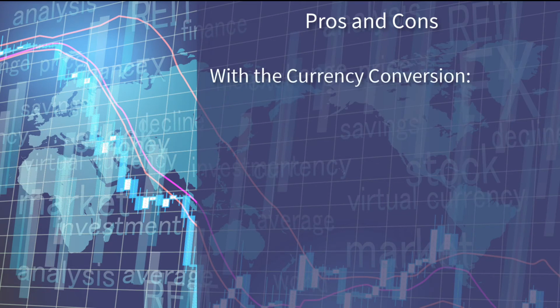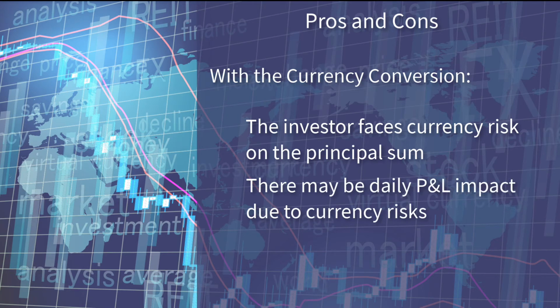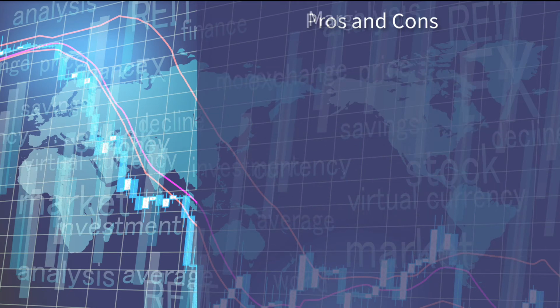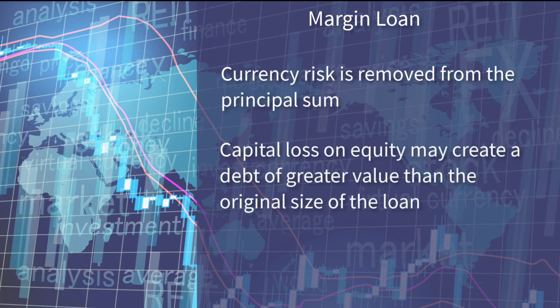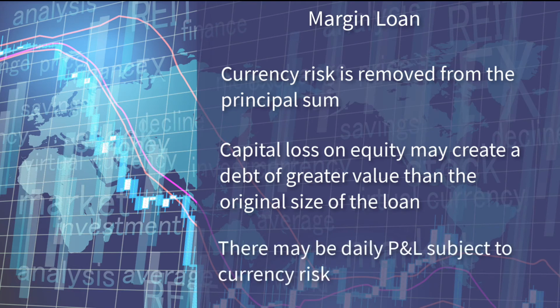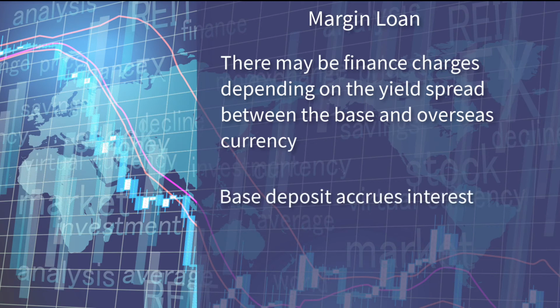Pros and cons. With the currency conversion, the investor faces currency risk on the principal sum. There may be daily P&L impact due to currency risks, but there are no finance charges. Margin loan. Currency risk is removed from the principal sum. The capital loss on equity may create a debt of greater value than the original size of the loan. There may be daily P&L subject to currency risk. There may be finance charges depending on the yield spread between the base and overseas currency. Base deposit accrues interest. Margin loan incurs interest.